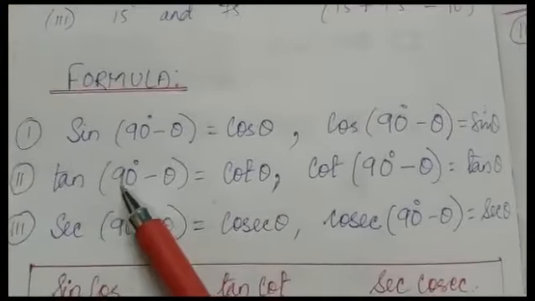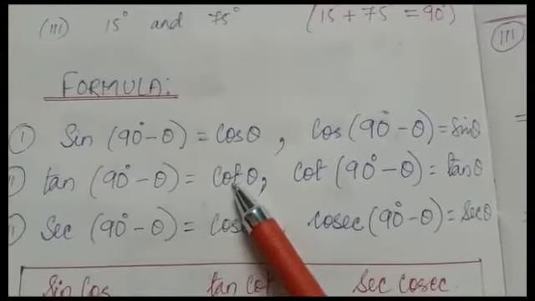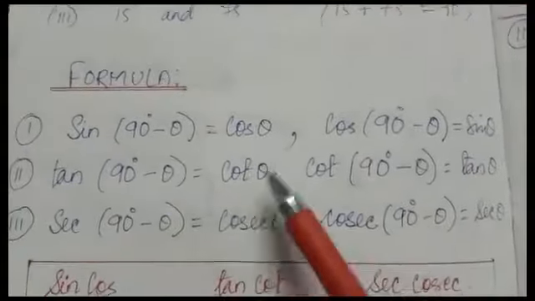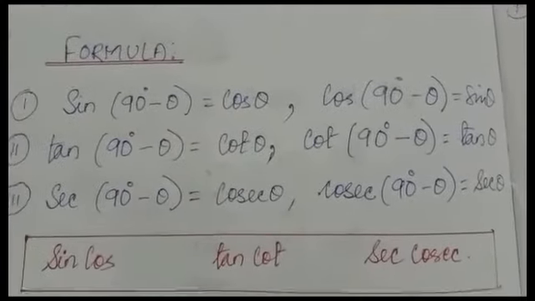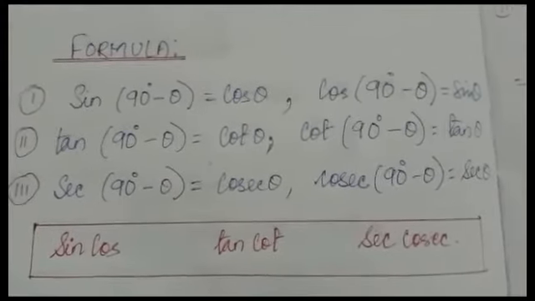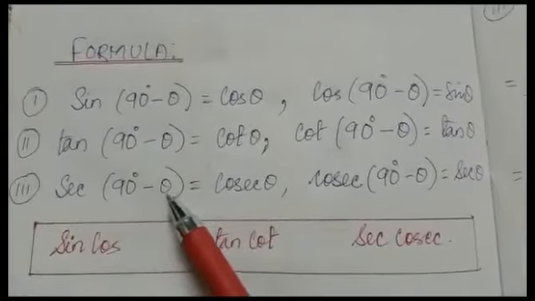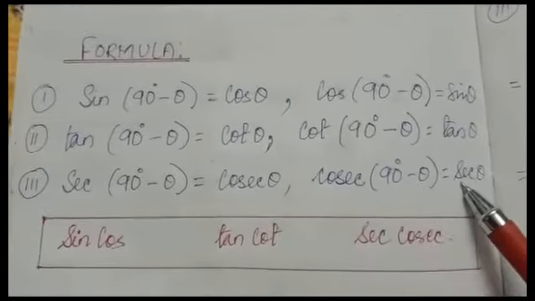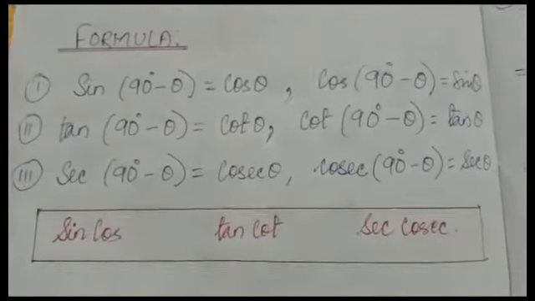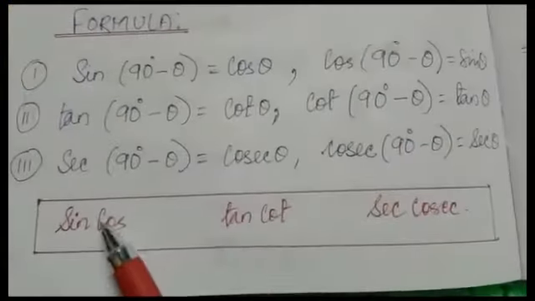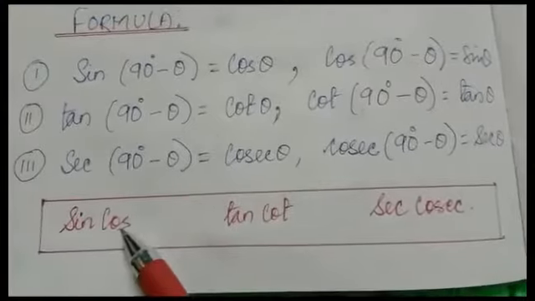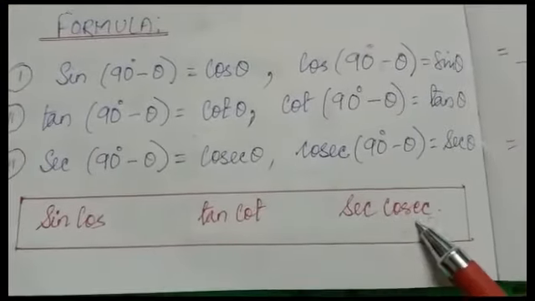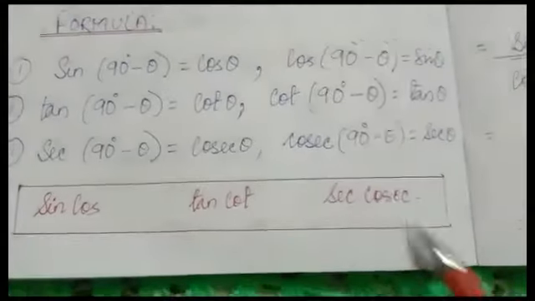Number 2: tan 90 degrees minus theta is cot theta and cot 90 degrees minus theta is tan theta. So tan and cot are complementary. Number 3: sec 90 minus theta is equal to cosec theta and cosec 90 minus theta is sec theta. So sec and cosec are complementary. Here I have written in short form: sine and cos complementary, tan and cot complementary, sec and cosec complementary.